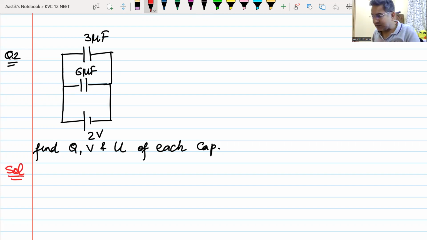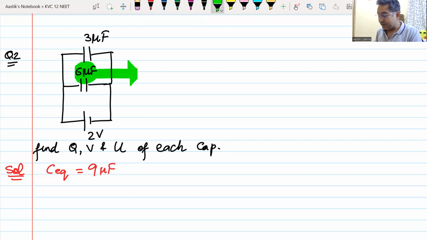One thing is not asked here, the equivalent capacitance. I can also write the value of equivalent capacitance, 3 plus 6. The equivalent capacitance will be 9 microfarad. So that is the first thing that could be asked. Now, if someone asks you to find out the charge on this green capacitor, the simple formula is, remember, the voltage is same. So the voltage is 2 volt.